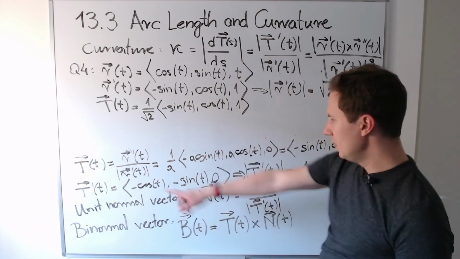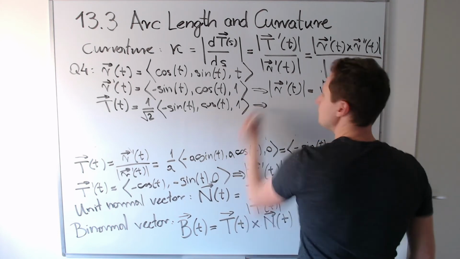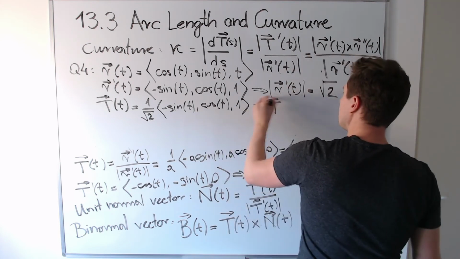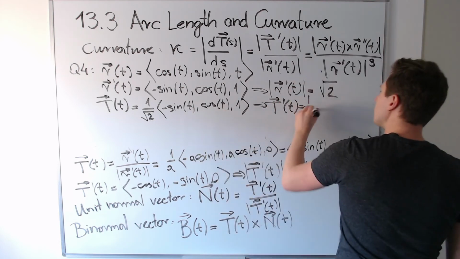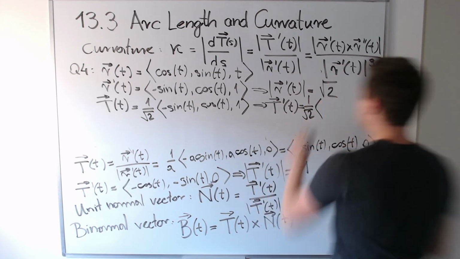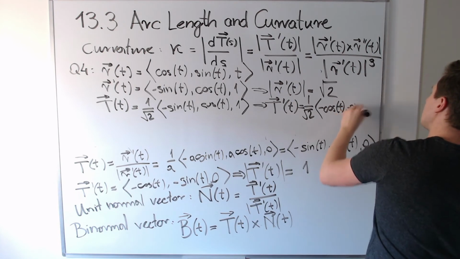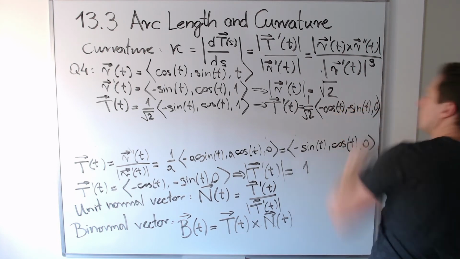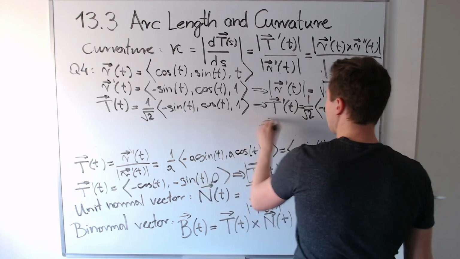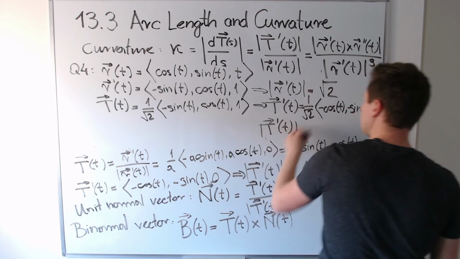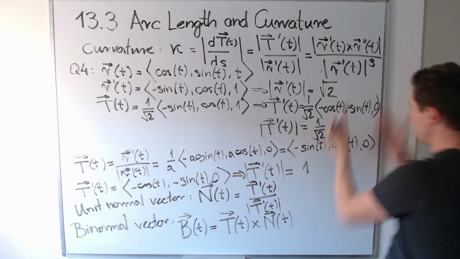Now, to obtain the unit normal vector, we have to compute the derivative of the unit tangent vector. Just differentiating each term will give us 1 over root 2 times minus the cosine of t, minus sine of t, and 0. And we have to compute its length, the length of the derivative of the unit tangent vector. And if you do that, you will notice that it is indeed 1 over root 2 because of the usual famous trigonometric identity.